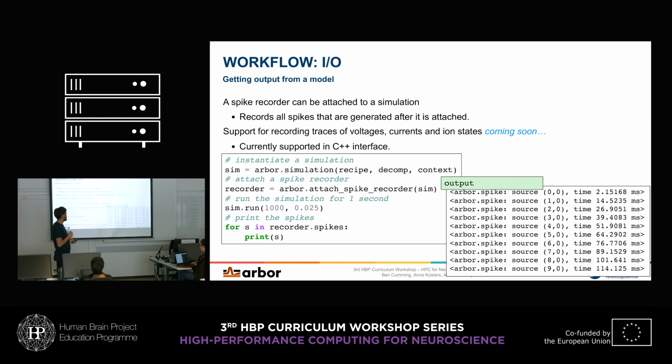Now, the final thing that we want to do is get some results out of this, because when we just created the simulation and ran it before, we're not actually measuring anything. So we have to say, before we start running the simulation, what we would like to measure. At the moment, the C++ backend supports users being able to record voltages and currents and ion states and all these sorts of things. At the moment, we've only implemented the measurement of spikes in the Python interface, and it's just a matter of time before we get around to wrapping the rest.